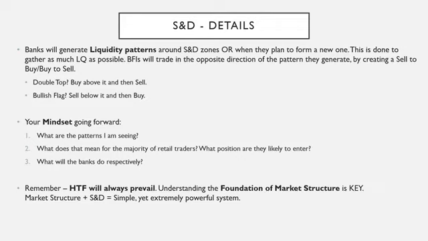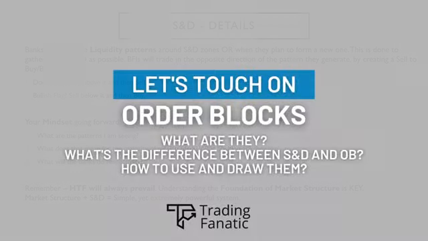So listen to me right now. We're going to touch on what a lot of you have been asking: order blocks, right? So what are order blocks? What's the difference between a supply and demand zone and an OB?